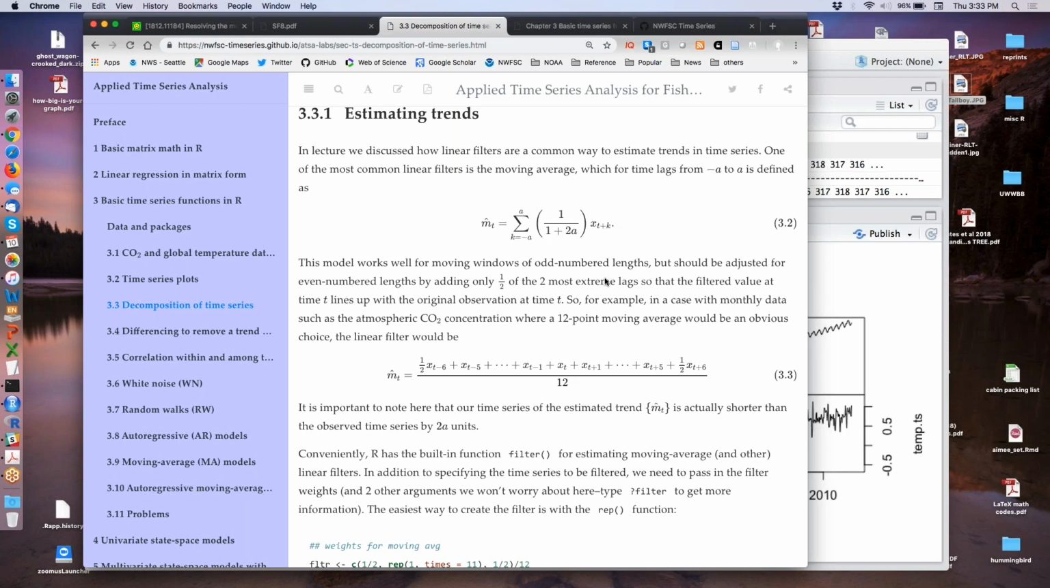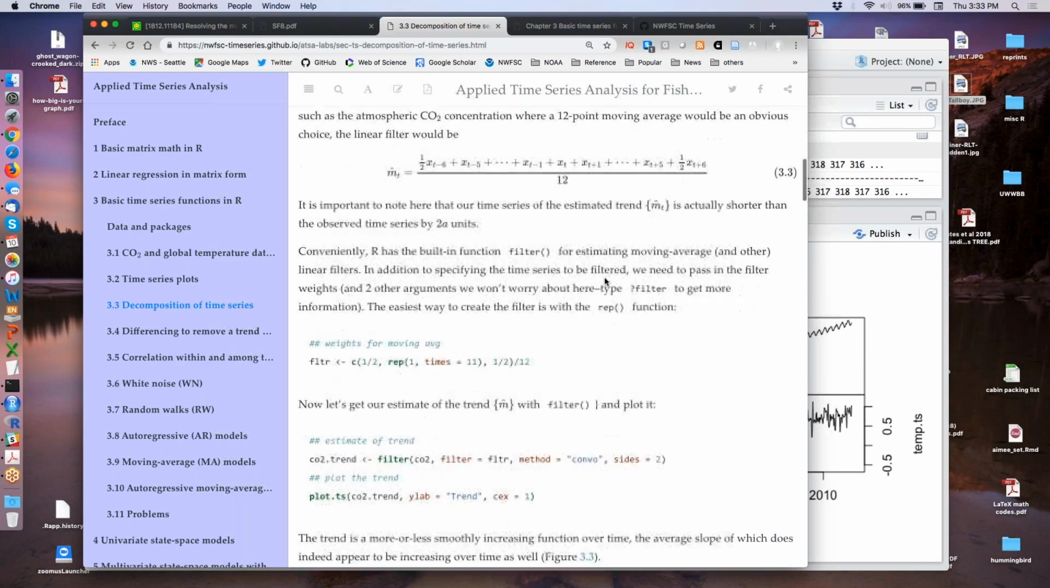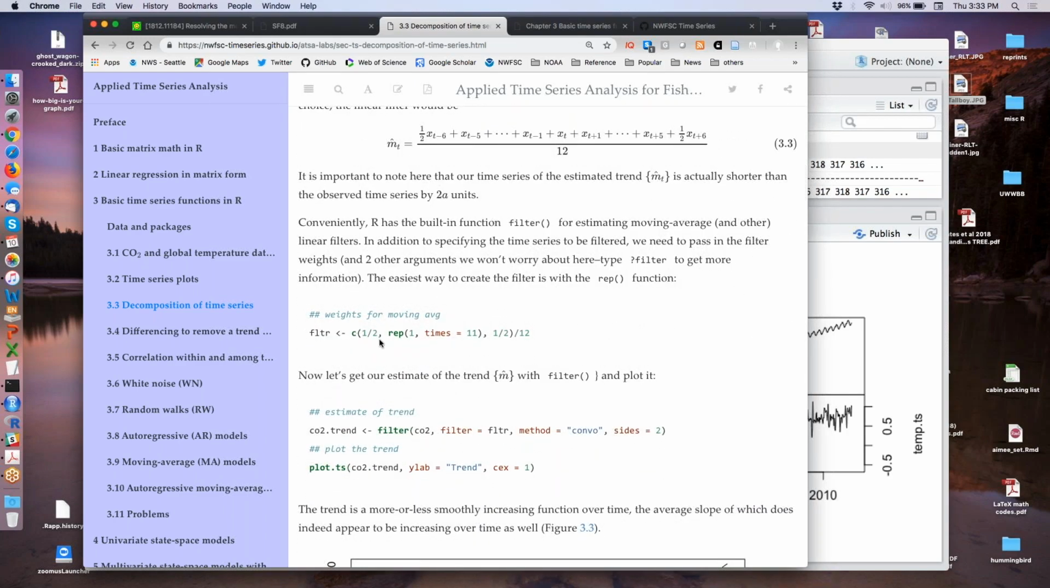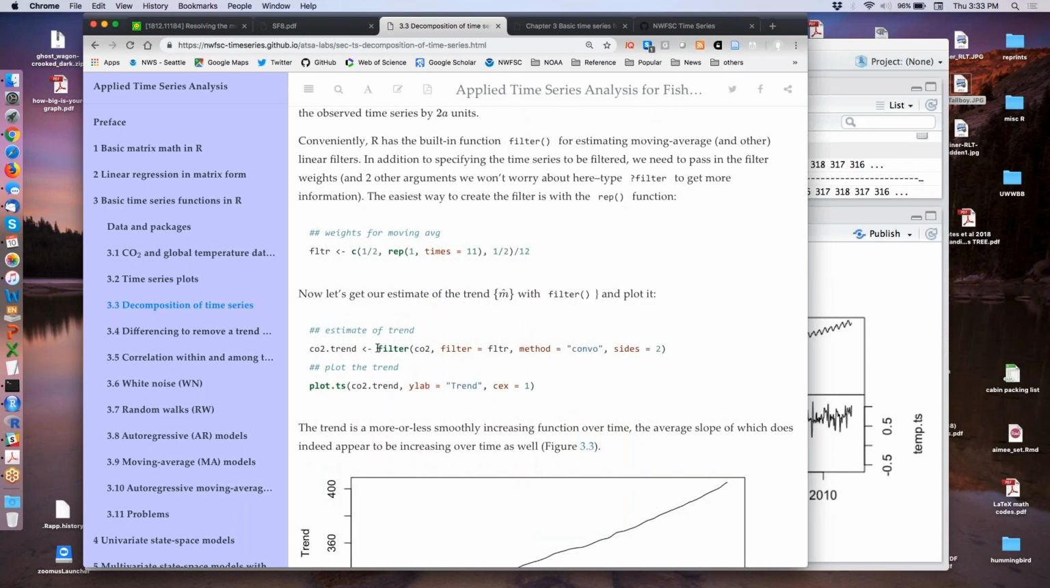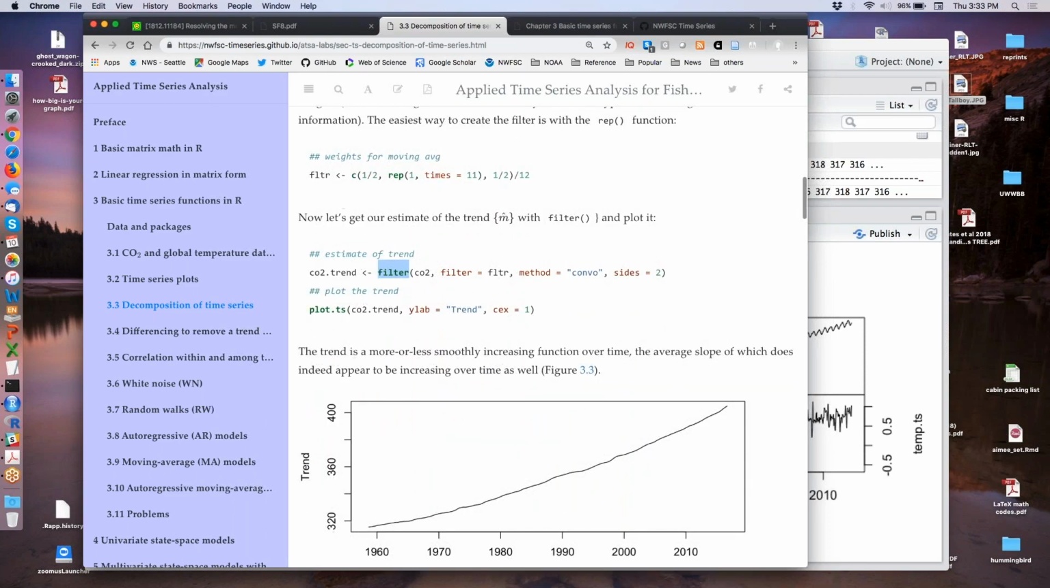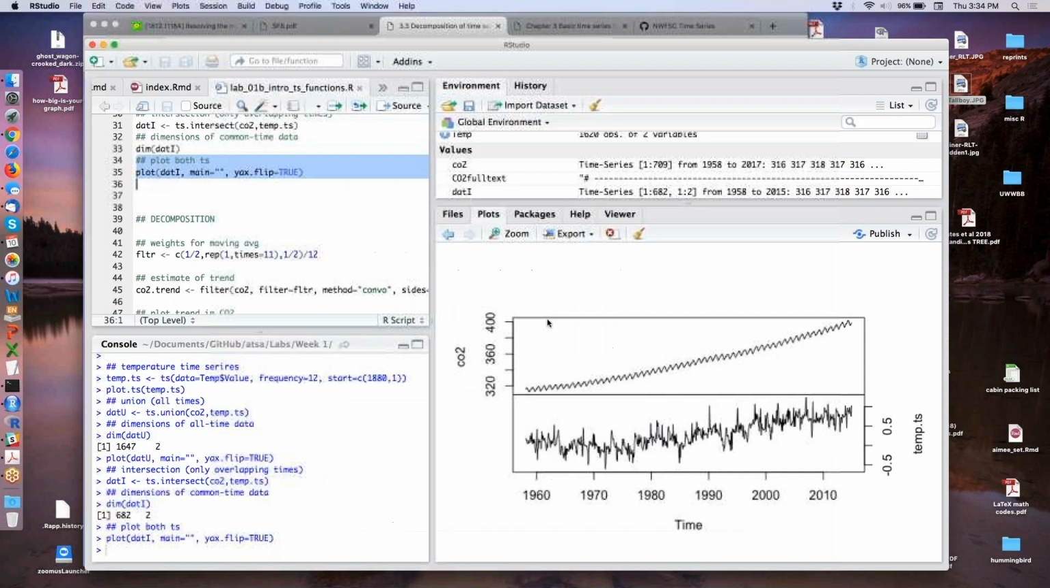That's all that's doing. So basically, we can create a vector here that's a filter, and then we can pass that to this time series function called filter. And that's just going to pull out the trend. So here, do that.